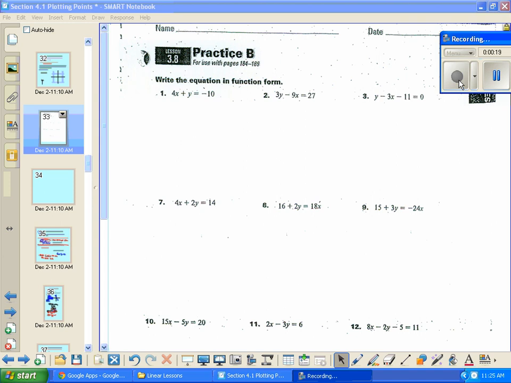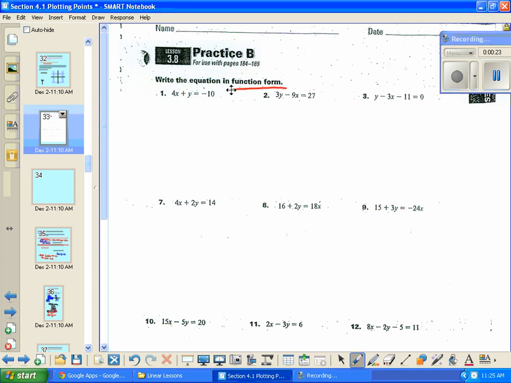It's solving an equation and getting it in function form, as it says here in the directions, or also a way we're going to hear that described later in the chapter is slope-intercept form. So if I say either one of those phrases, this is what we're talking about today, and I'm going to show you. Okay, what does it mean to put an equation in function form or slope-intercept form?